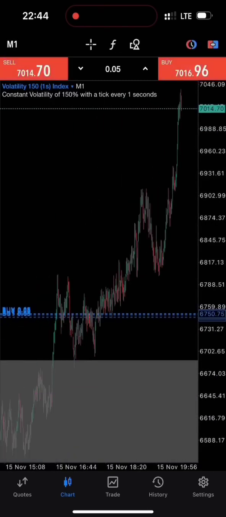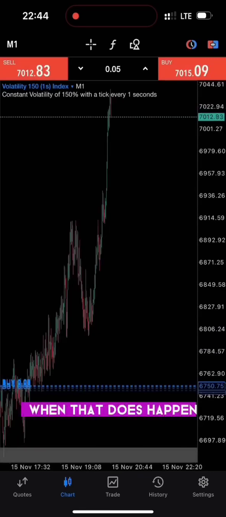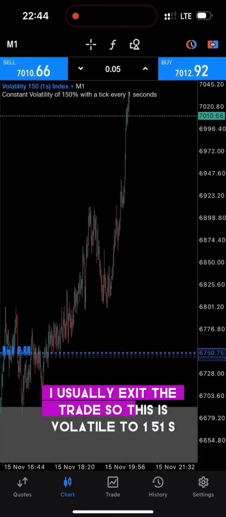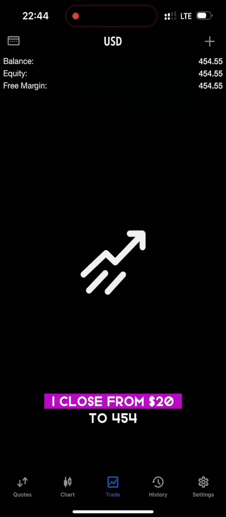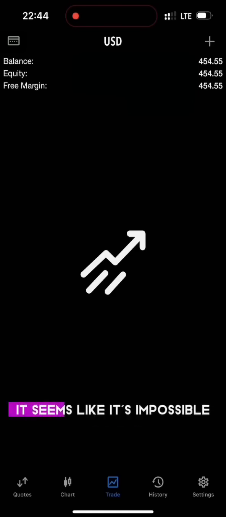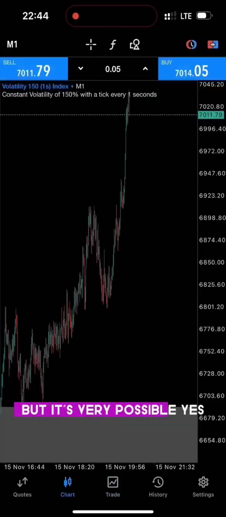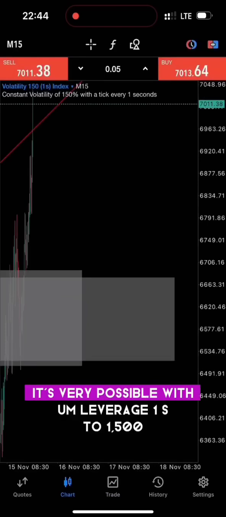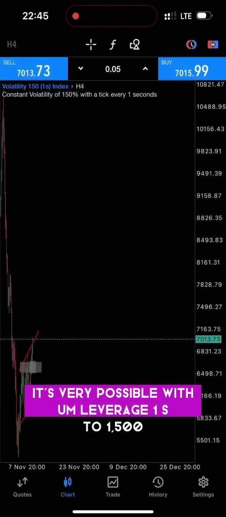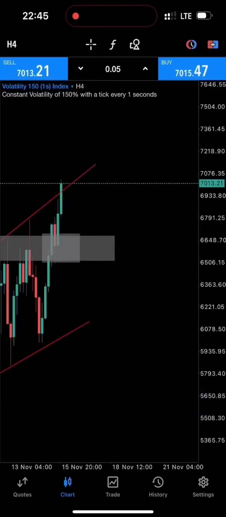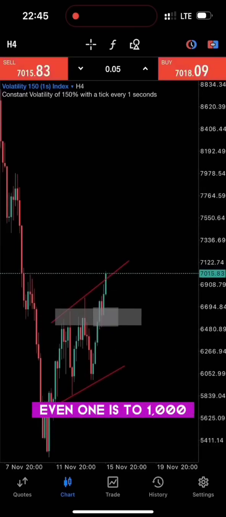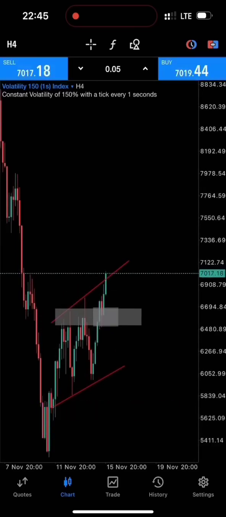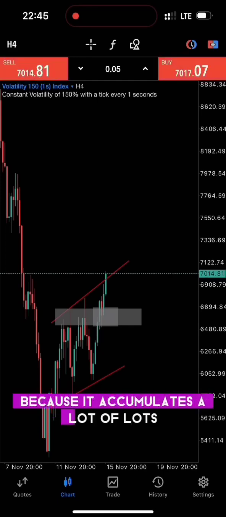So when that does happen, I usually exit the trade. So this is Volatility 151S. I closed from $20 to $454. It seems like it's impossible, but it's very possible. Yes, it's very possible with leverage 1 is to 1,500. It's very possible. Even 1 is to 1,000 can still do that, because it accumulates a lot of lots.